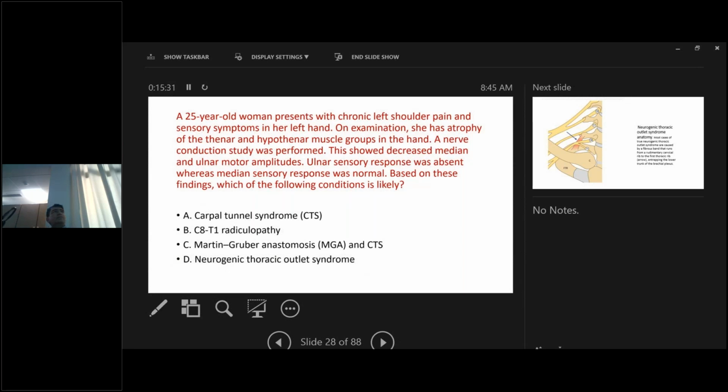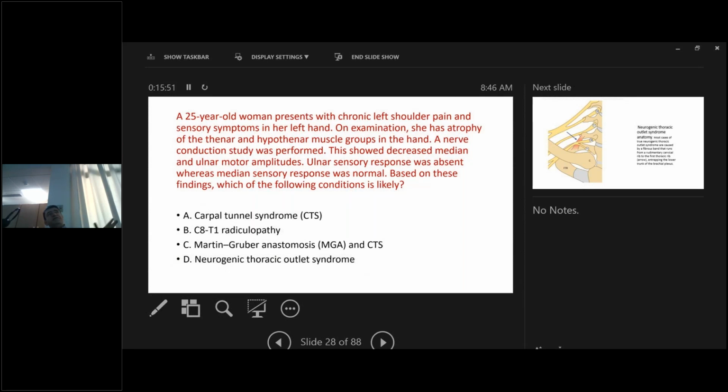She has atrophy of the thenar and hypothenar muscle groups in the hand. Nerve conduction studies were performed. They showed decreased median and ulnar motor amplitude. Ulnar sensory response was absent, whereas median sensory response was normal. Based on this finding, which of the following conditions is likely?